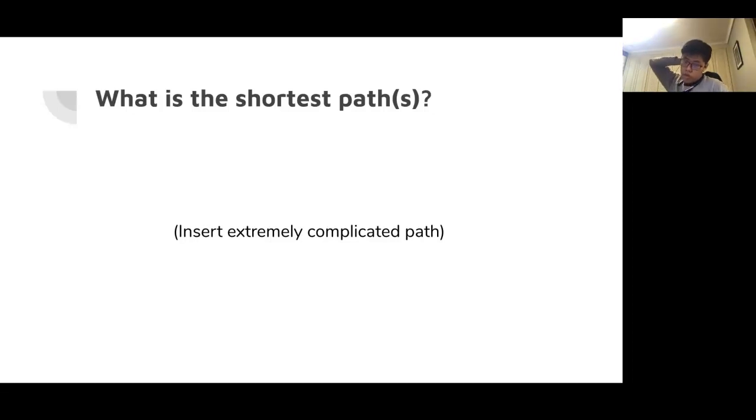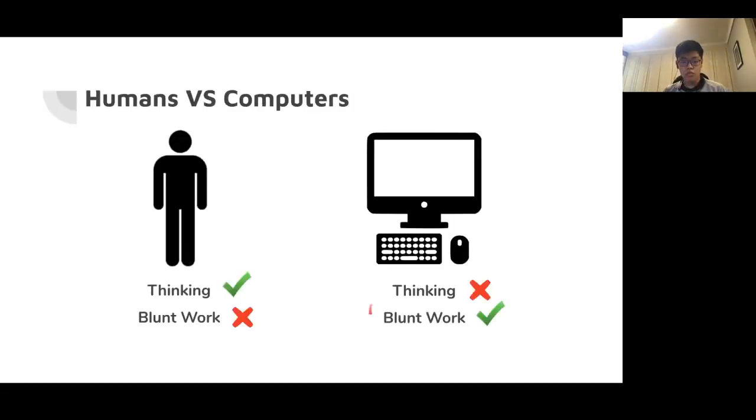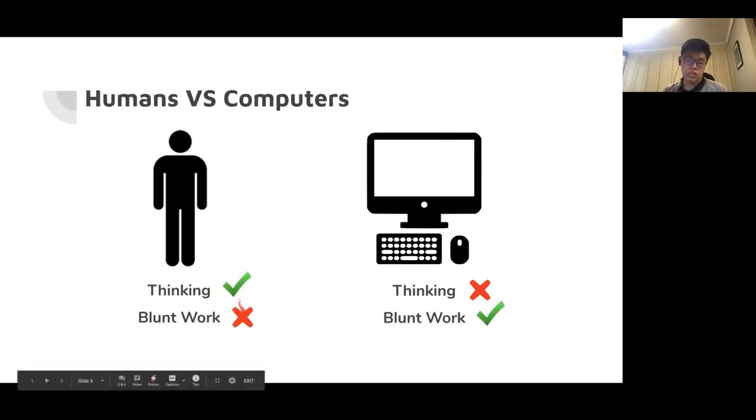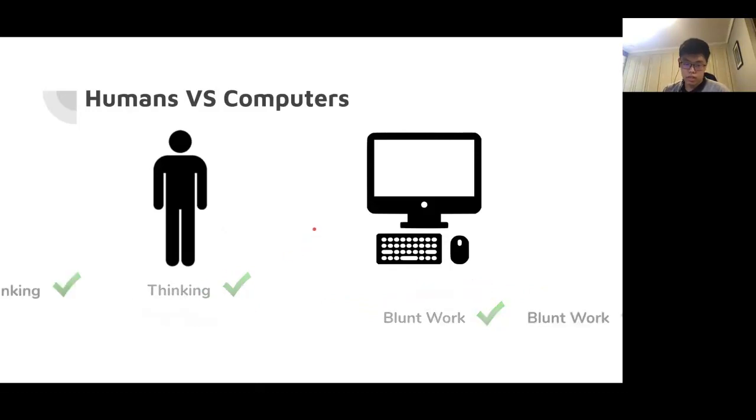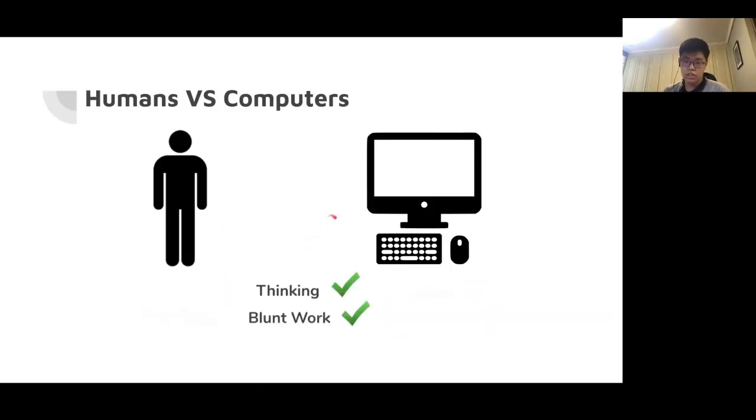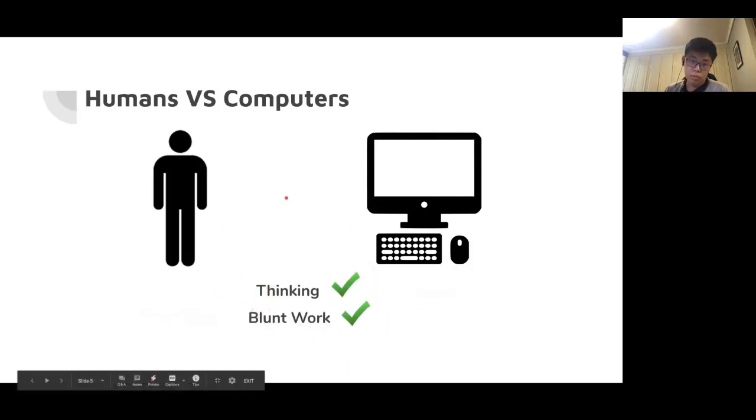So the human brain is an amazing thing, but it has its limitations, such that we are really good at thinking, but we absolutely suck at something called blunt work. We commonly call it 노가다. Yeah, we suck at that. Computers, on the other hand, are very good at blunt work, but they are absolutely trash at thinking. So what BFS and DFS do is they just take those two and put them together. That's how BFS and DFS are born.